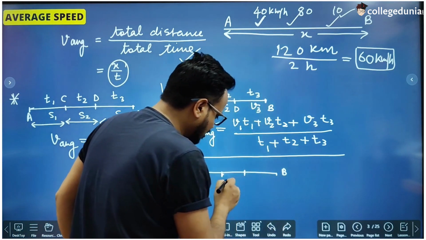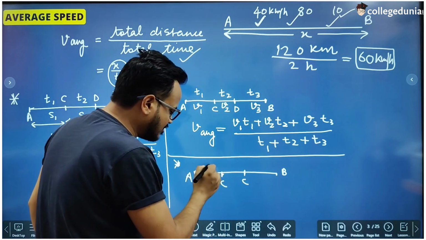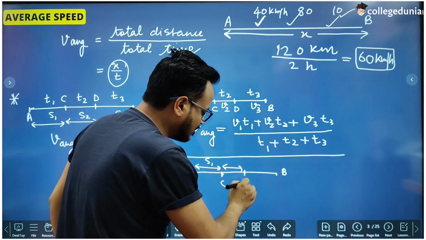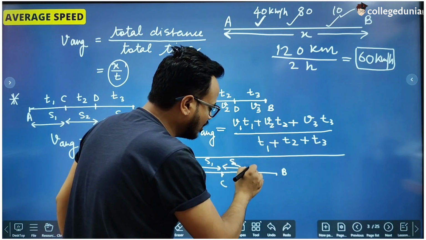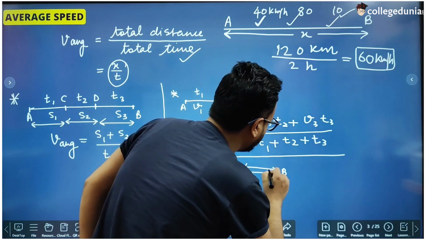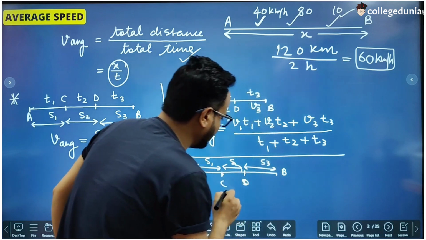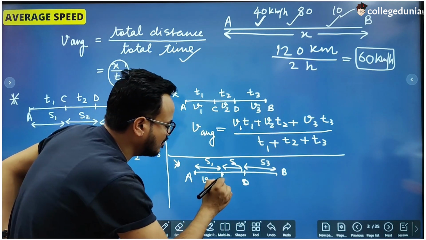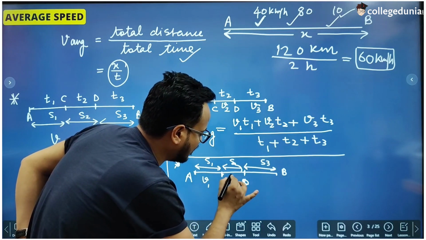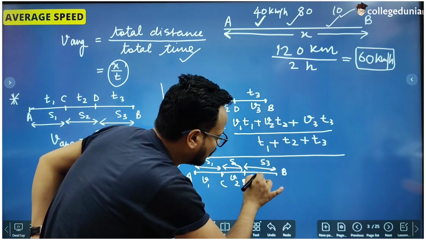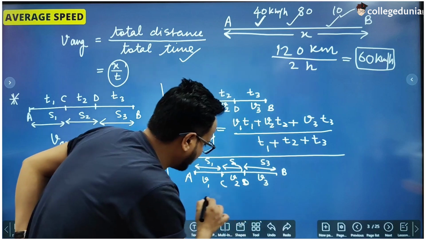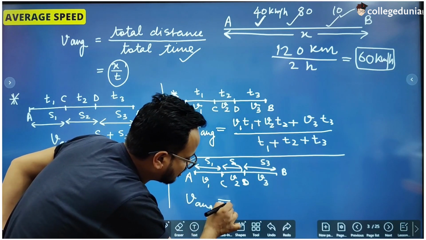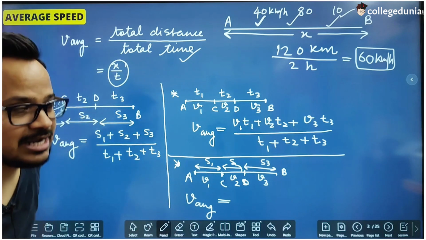So in this case, it is given that this distance AC is S1, this distance CD is S2, this distance DB is S3, and the velocity of the body while going from A to C is a fixed velocity of value V1. From C to D it is V2. From D to B it is V3. Then what is the average velocity or average speed? That is total distance traveled by total time taken.